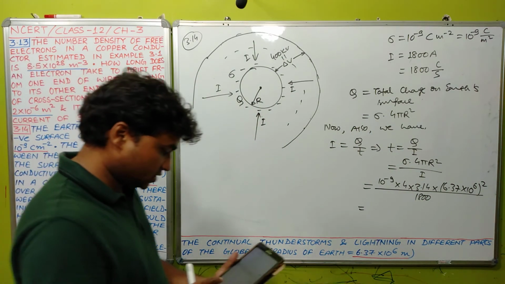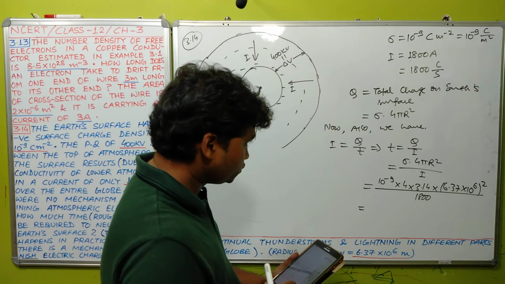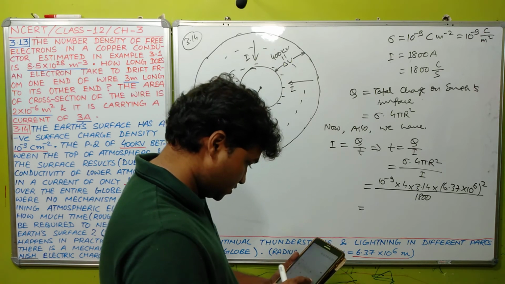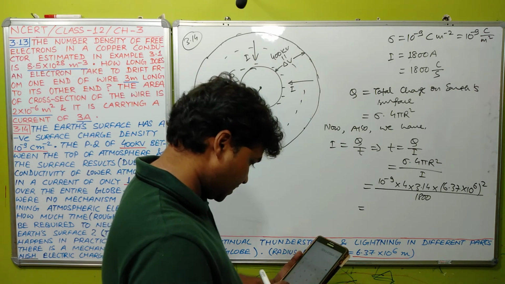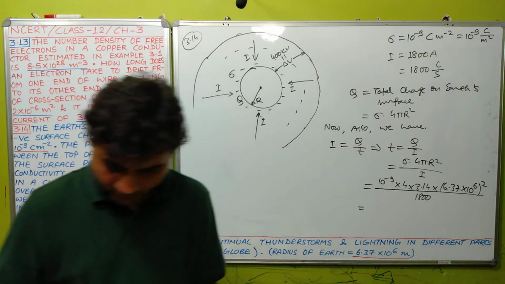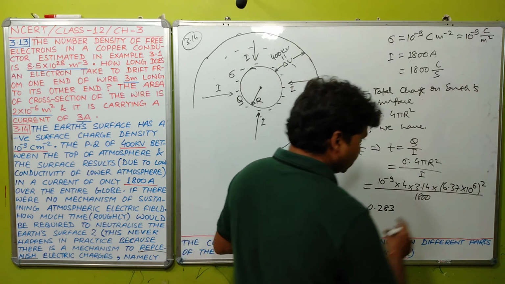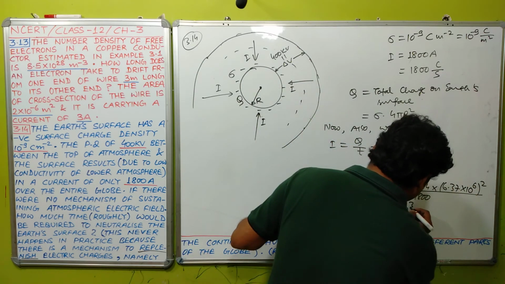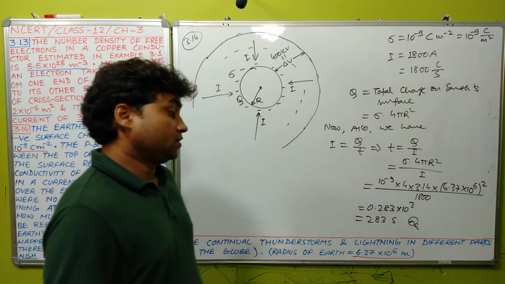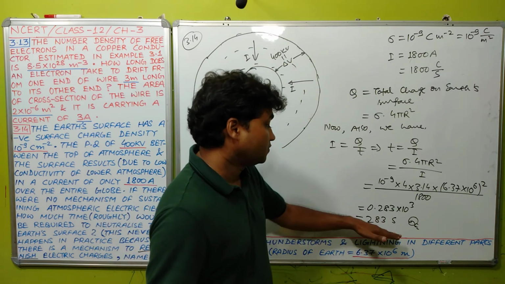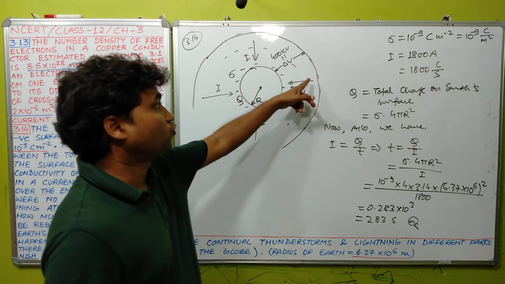When we solve it, this is 4 into 3.14 into 6.37 into 6.37, divided by 1800, equals 0.283 into 10 to the power 3, and this becomes finally 283 seconds. This is your final answer. It means 283 seconds is the time it will finally take to completely neutralize the Earth's surface due to the flow of this current.